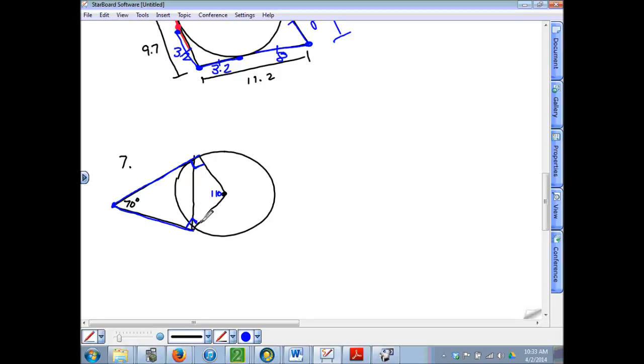Now look carefully at what you're supposed to find. You're supposed to find this little angle down here in red. Yes? It's not cut in half though. You know that the triangle, it's not cut directly in half.